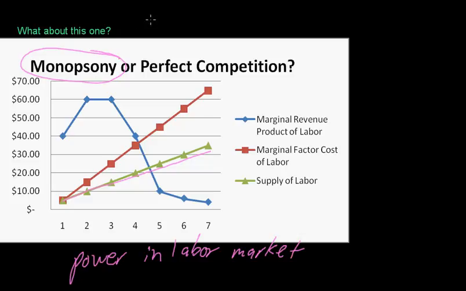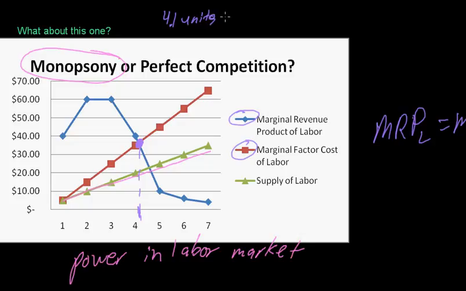Alright, so a monopsony produces where the marginal revenue product of labor is equal to the marginal factor cost of labor. So we have the marginal factor cost of labor in red, and we have the marginal revenue product of labor in blue. You put those two together, and we find where they're equal, and that's right here, at just barely past 4. So we'll say that they will hire like 4.1 units of labor.